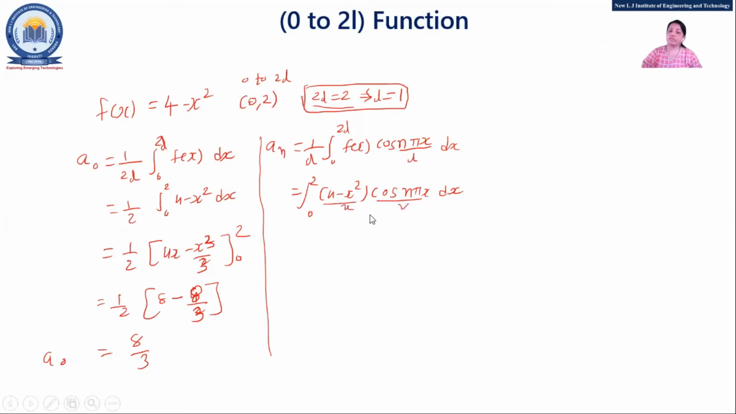Now I want one student to write down the integration of this using the general rule. Meanwhile, if you have solved it, you can write down the answer into the chat box. I want one student for the derivation of this. You just need to apply the general rule. Number 3, Preeti.